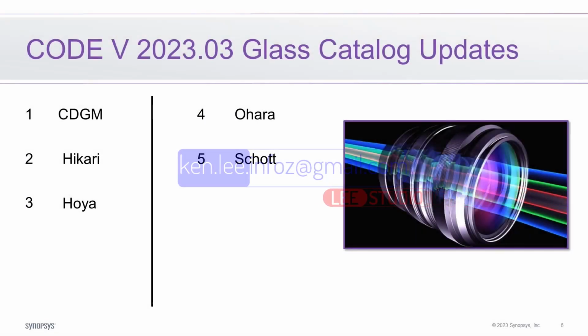As with any CODE V release, glass catalogs are brought up to date. In this release, the CDGM, Hikari, Hoya, Ohara, and Schott glass catalogs were included.